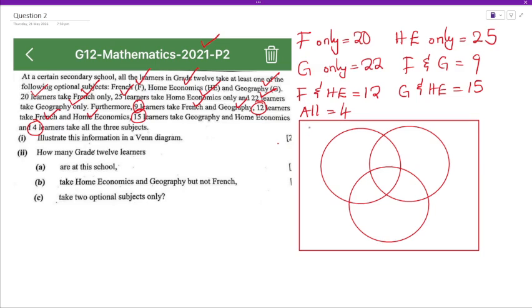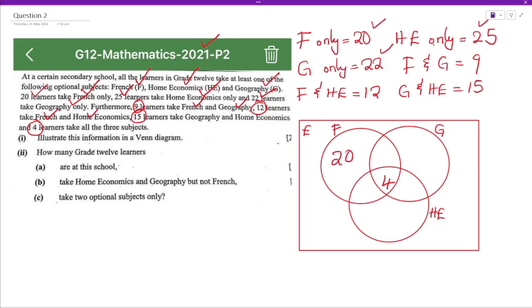So this is our universal set. We have French. Let's call this one French, this one geography, and this one HE. Okay, so again we start from the center. We have these 4 here. So at this point, because of the word only, we can plug in these values here, because they've specified the actual region. French only, it is here. So we can put the 20 there.